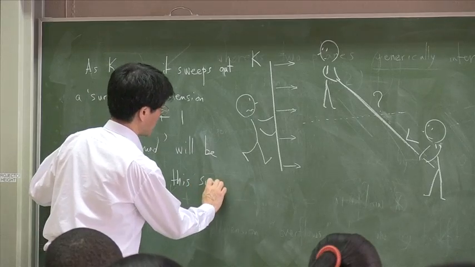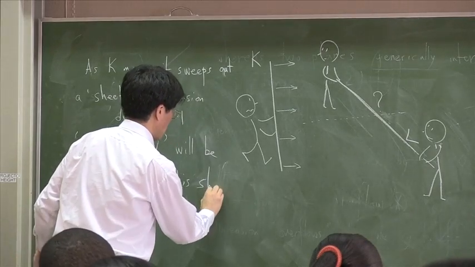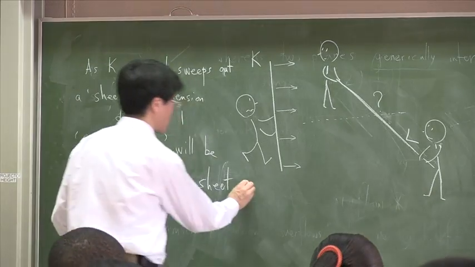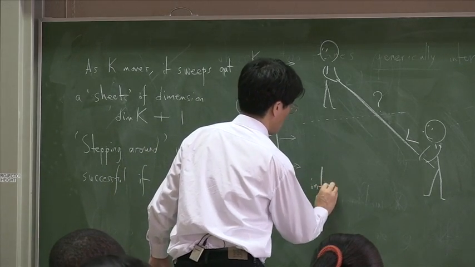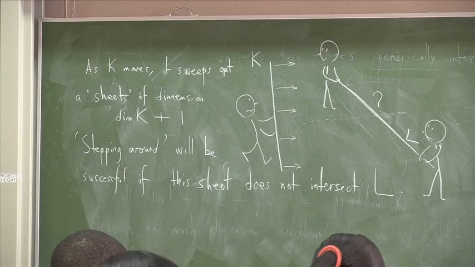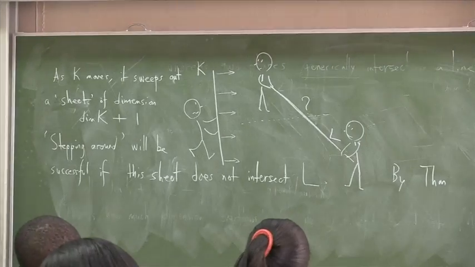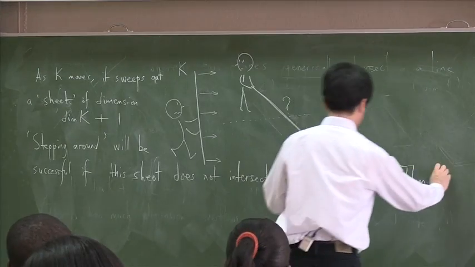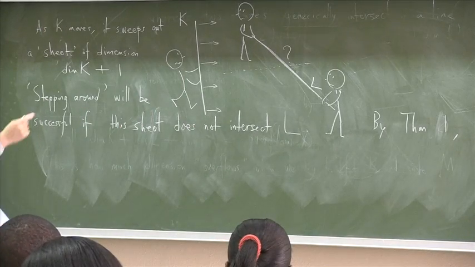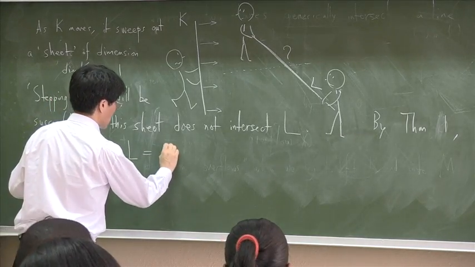Let's call it the sheet, because that's probably more suggestive. If the sheet does not intersect L, what is the condition for avoiding the intersection? By which theorem is this? Is that number 2? Yeah, that's right. No, theorem number 1, excuse me, because theorem number 2 is what we're proving. Number 1 is what we already know. The sheet and L will have empty intersection generically.